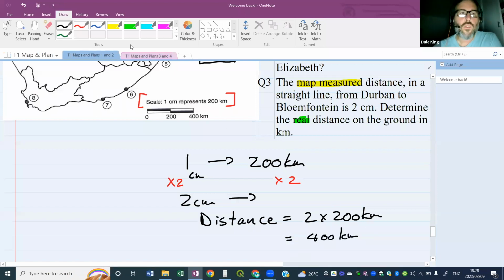Shout out to the people who have their units. Don't forget your units, okay? Otherwise, Kia's going to have to say something about that. So this scale, when it was given to us, you didn't have to measure with a ruler. They actually told us that 1 centimeter that you measure with a ruler must give you 200 kilometers in the real world. So we just take 2 centimeters and multiply by 2 to get our 400.